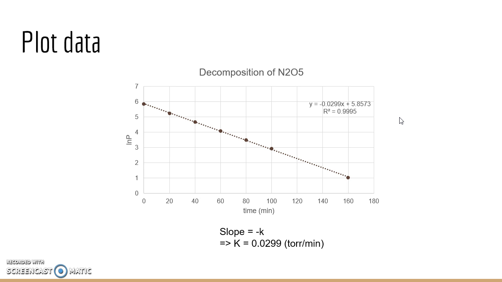Based on our equation, the slope of the graph is equal to negative 0.0299. As slope equals negative k, our rate constant will be 0.0299, and the unit is concentration over time. So in here it will be torr per minute. In conclusion, this is indeed a first order reaction, and the rate constant is 0.0299 torr per minute.